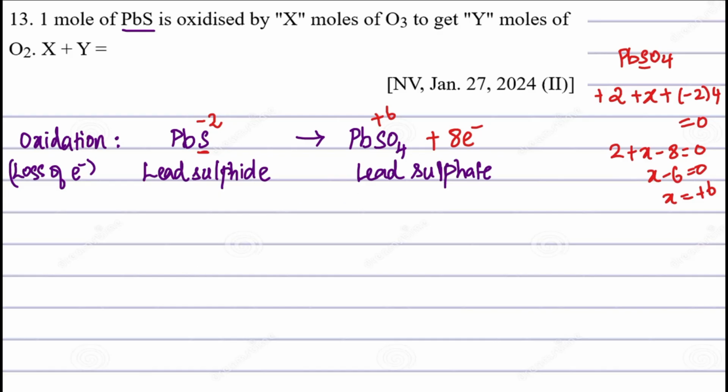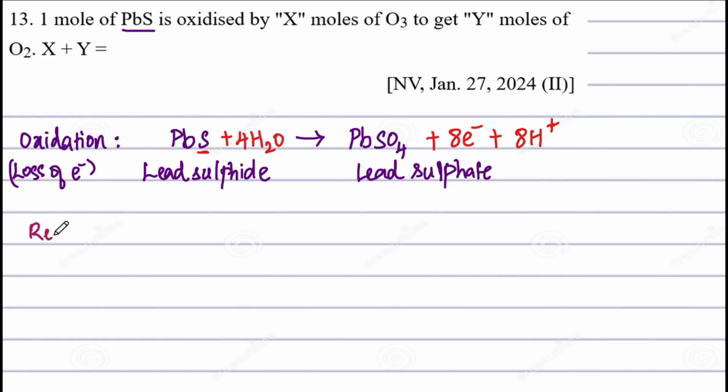Other than that, you have to balance the oxygen and the hydrogen atoms. First, let us see the oxygen atoms. 4 oxygen atoms are present in the product side, so you have to write 4 H2O in the reactant side. Now if you see the hydrogen atoms, 4 into 2, 8 hydrogen atoms are present in the reactant side. So to balance that, you have to write 8H+ in the product side. So this is the oxidation half reaction.